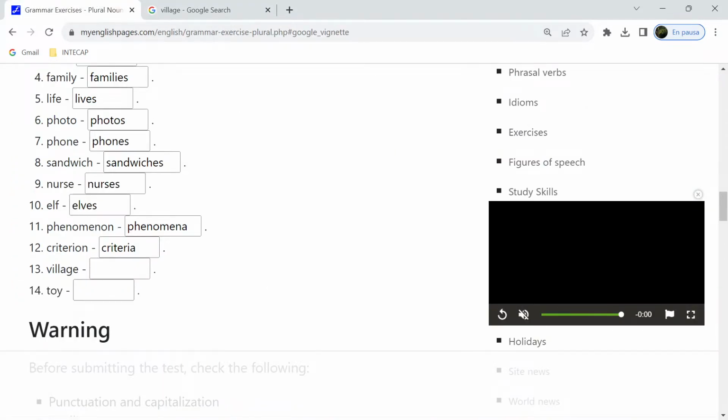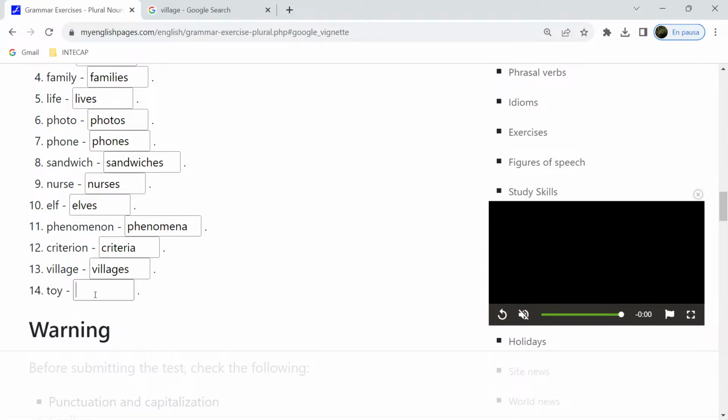Now, what is the plural of village, guys? What do you think? Okay, villages. There you go, villages. So village is the singular and villages is the plural.